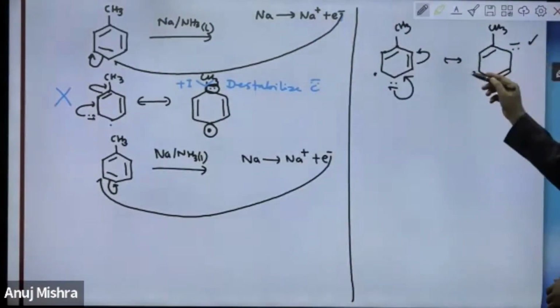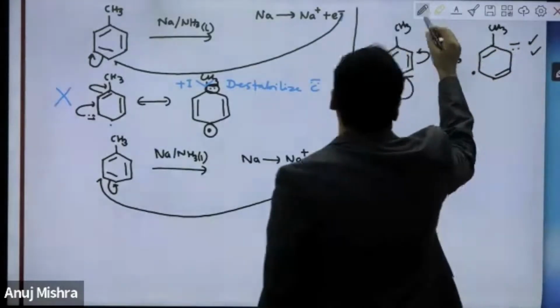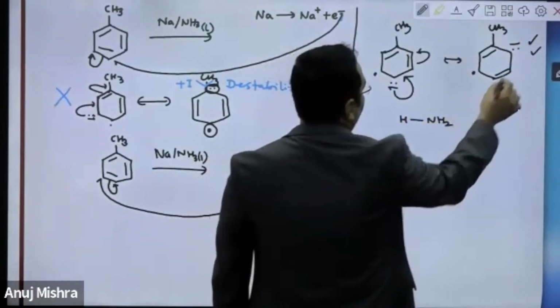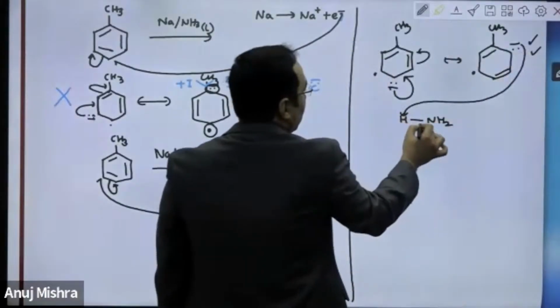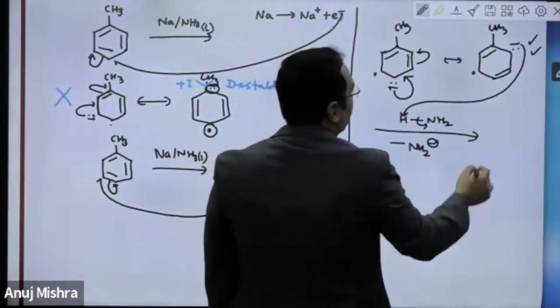Are you having negative charge and radical away from each other? Yes. So this is the correct transition state, right? Correct intermediate, we can say. Is that clear? Now what to do next? Rest is simple. You will say H NH2. This negative will grab H, send ammonia as NH2 minus.